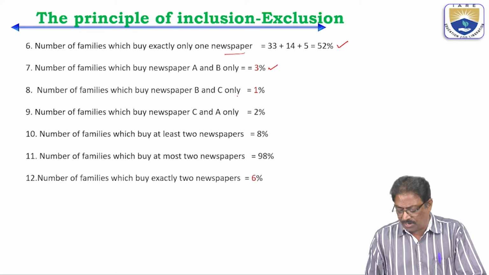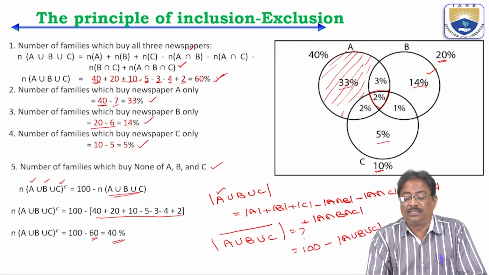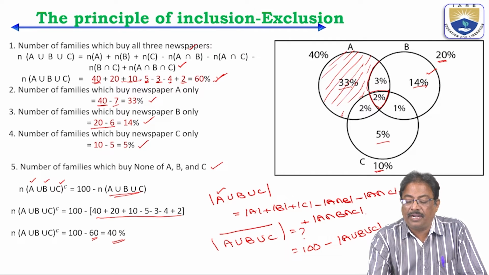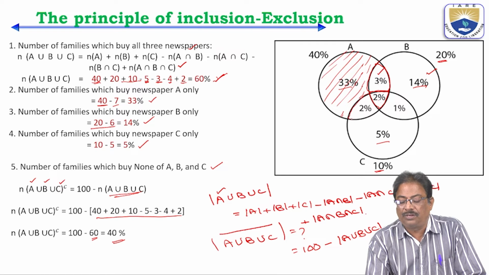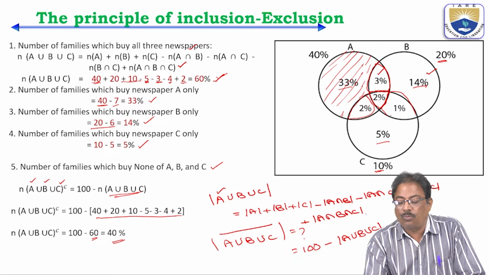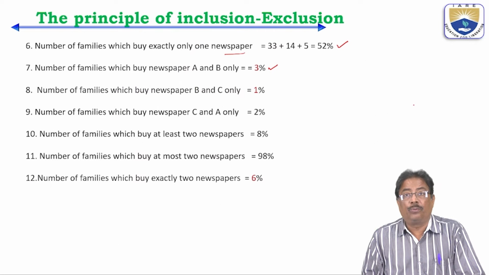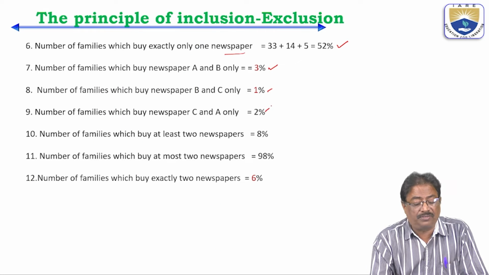Next, the number of families which will buy newspaper A and B only. A and B only, that is nothing but the intersection of those things. So for A and B we are going to get 3%. And here 2% of people are buying A, B, C as well. And here A and C, similarly we are going to get 2%. And B and C, we are going to get 1%. So those things are mentioned here.